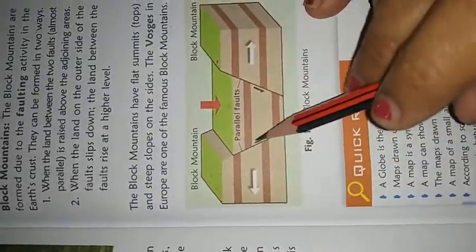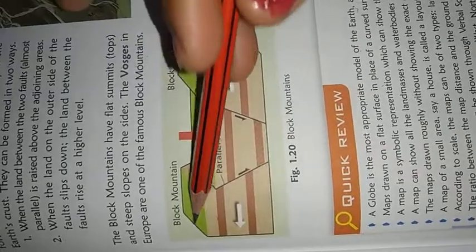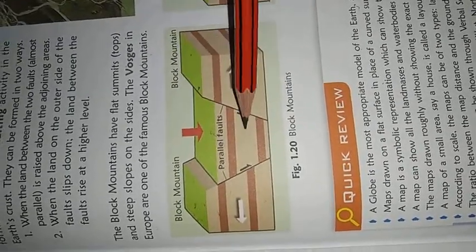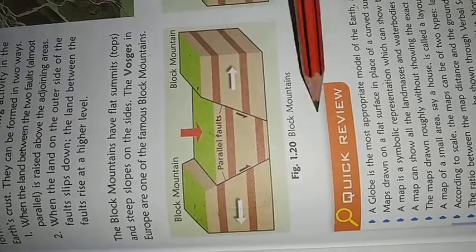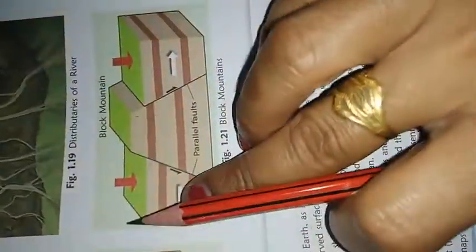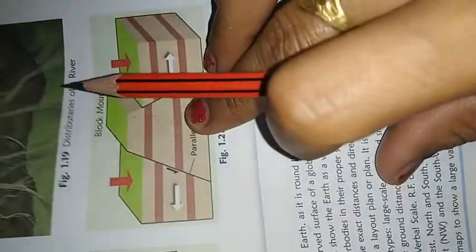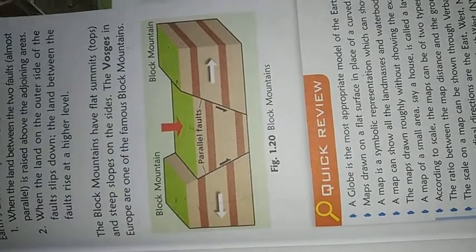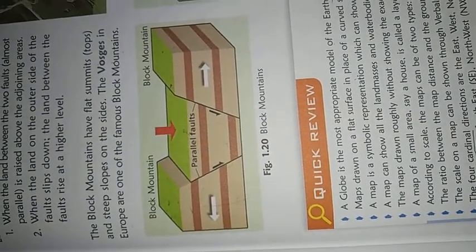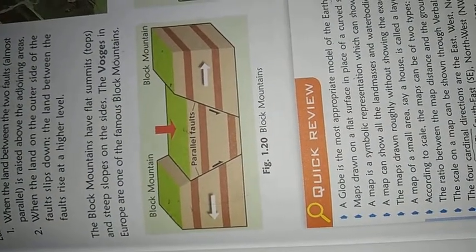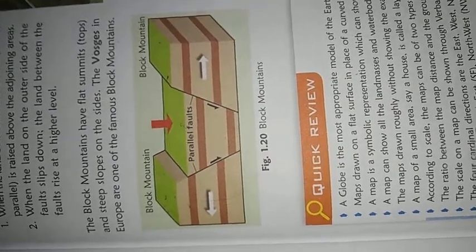For example, here, the down one slips. So this and this are the block mountains. If this or this goes downside and that is raised upside, that is the block mountain here. Now the sides bend and the center is upraised, so that is the block mountain. Block mountains have flat summit tops and steep slopes on the sides. The Vosges in Europe are famous block mountains.